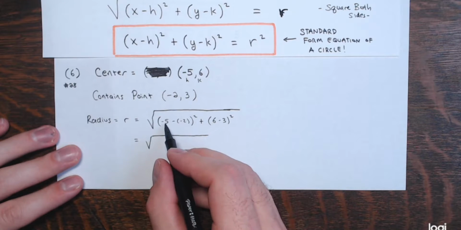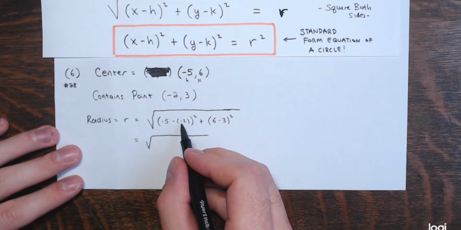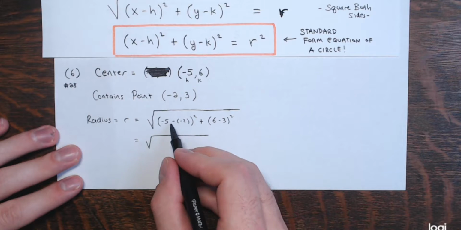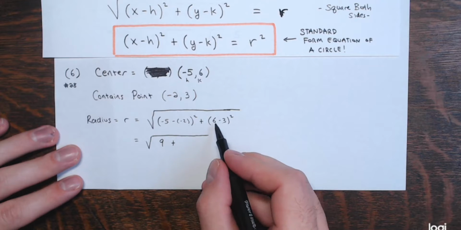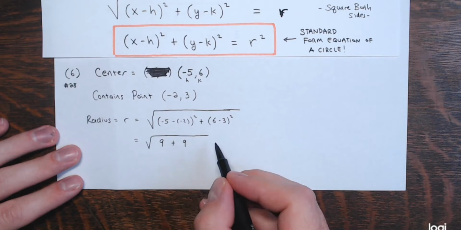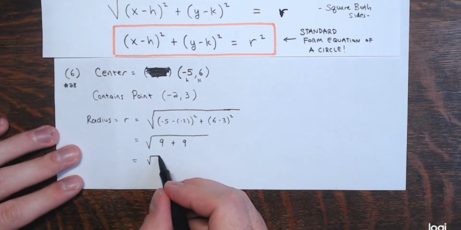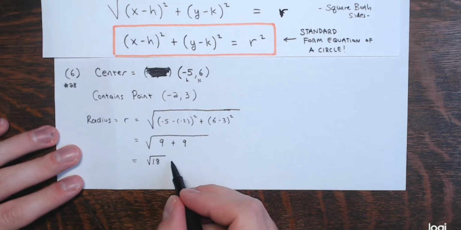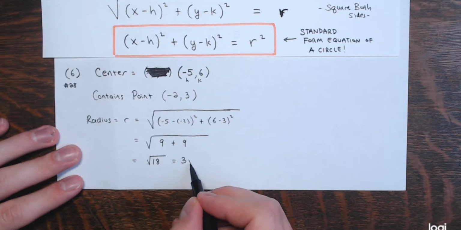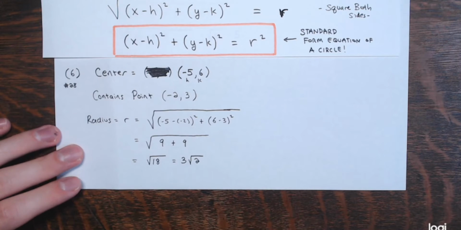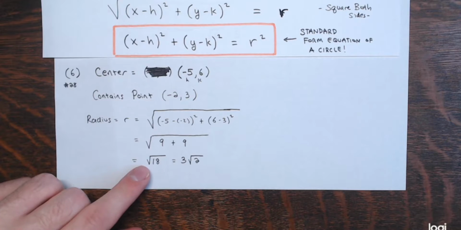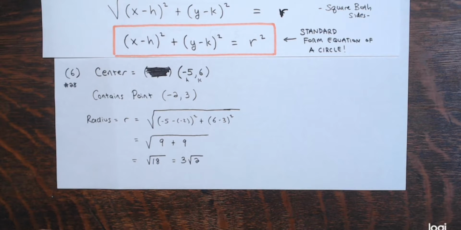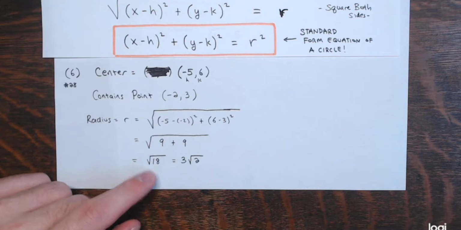Now negative 5 minus negative 2, that'd be negative 5 plus 2, that'd be negative 3, but when you square it, it's 9. Plus, 6 minus 3 is also 3, squared is 9. And so we're getting the square root of 18 units, or 3 times the square root of 2 if you simplify that radical. But there's the radius. Right? The radius is the square root of 18, or 3 times the square root of 2 units long. That's how far every point on the circle is from the center.